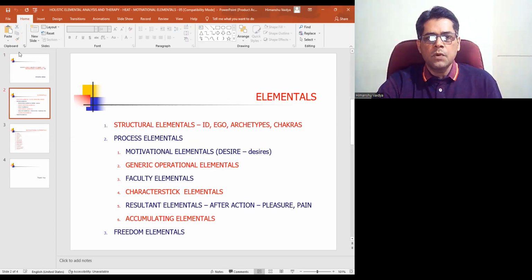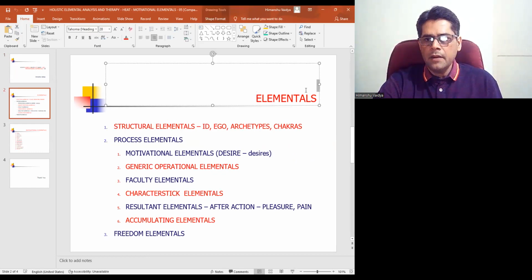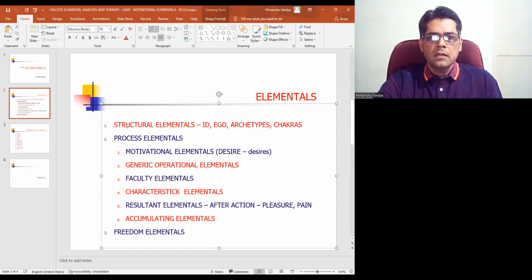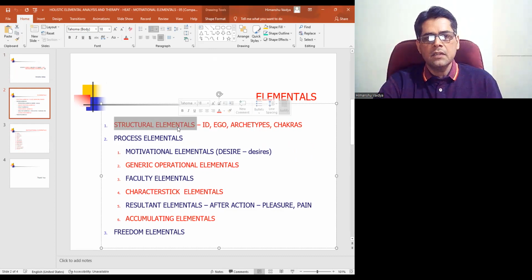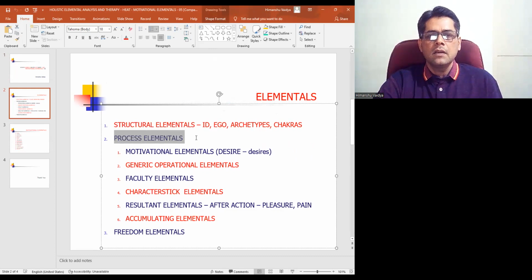We said these were the types of elementals. We said all elementals in the HEAT model can be divided into three categories: structural elementals, process elementals, and freedom elementals. And we took a look at what are the structural elementals in the last session. And in this session, we will start with the second category of elementals called the process elementals.